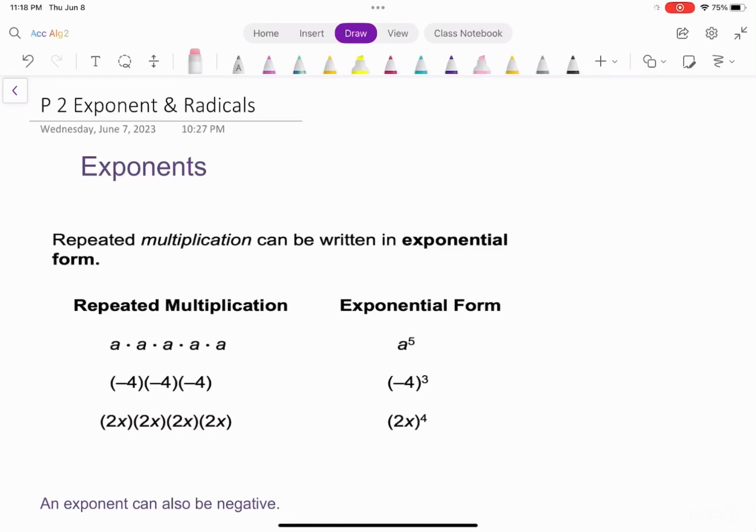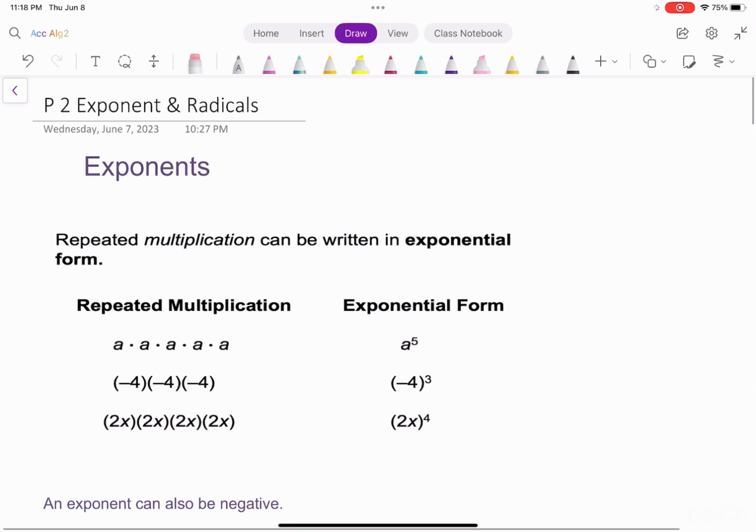Welcome back. Today we will be talking about the prerequisite for both Algebra 2 and pre-calculus, and that is exponents and radicals. You might have learned about exponents and radicals in Algebra 1. So an exponent is nothing but when we are talking about the power, right? Something to the power of something.